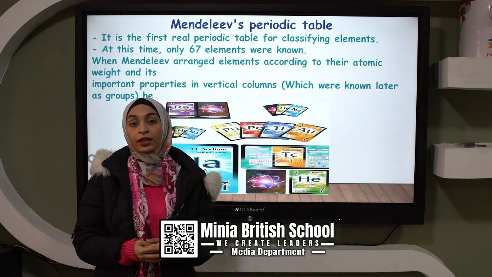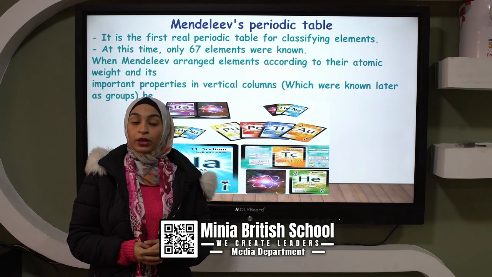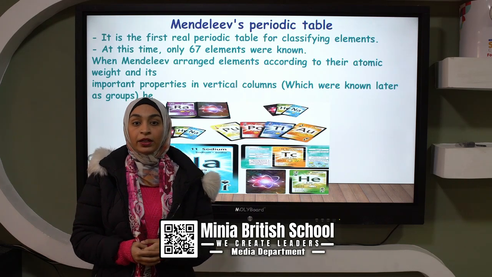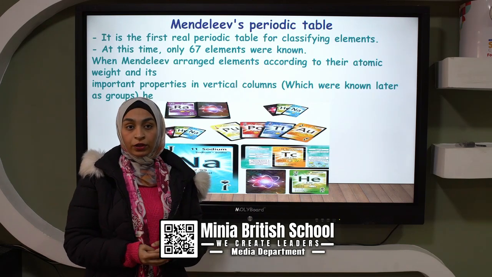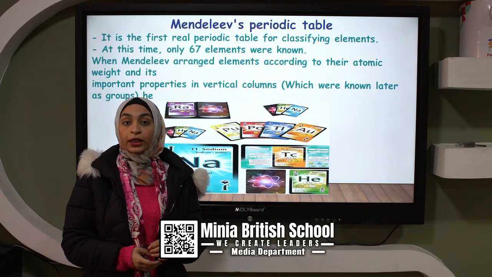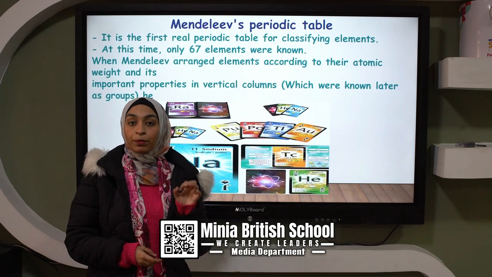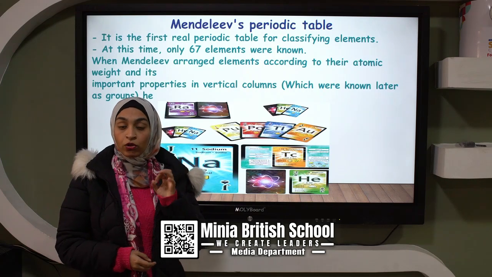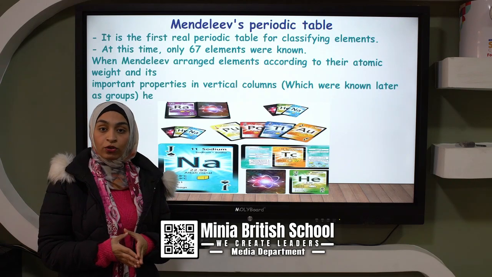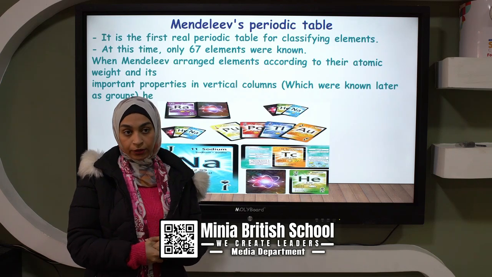Then the second classification of elements was by the scientist called Moseley. But before Moseley's classification, we have a scientist called Rutherford who discovered the positive protons inside the nucleus. Moseley named these positive particles protons, or we can say the atomic number. Then Moseley classified elements according to their atomic number ascendingly from the left side to the right side.